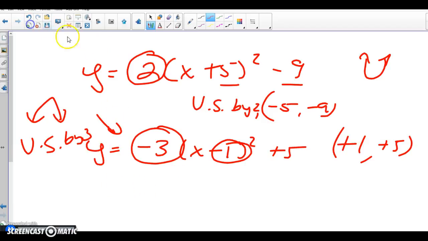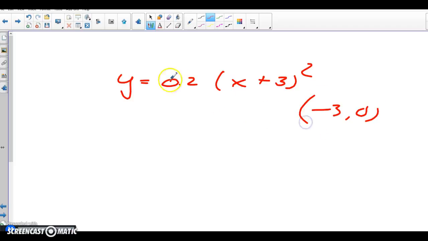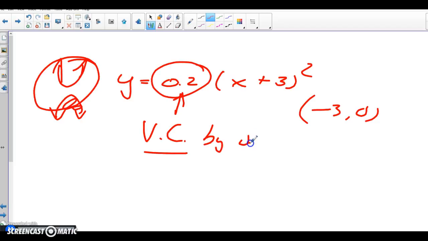If you get smaller numbers like this, y equals 0.2(x plus 3) squared, let's do this one. I'll put nothing here. First of all, what's the vertex? Change the sign. Nothing outside. It's a 0. Just leave it like that. Now, is it flipped? Does it open up, or does it open down? It's not flipped because it's not negative, so it opens up. If it's positive, it opens up. And then you look at this. That's smaller than 1, so it's vertically compressed by 0.2.